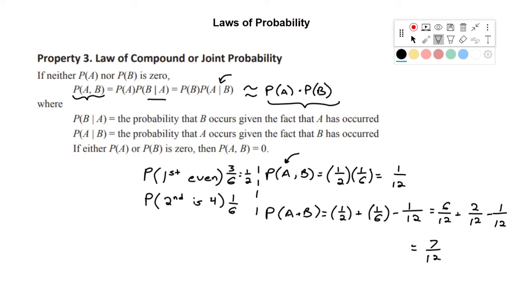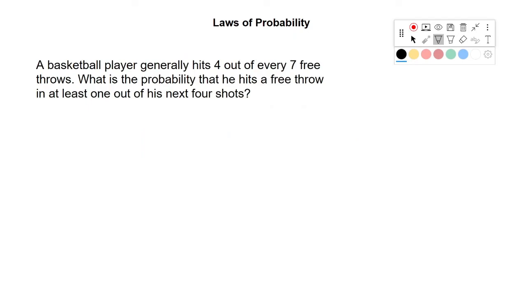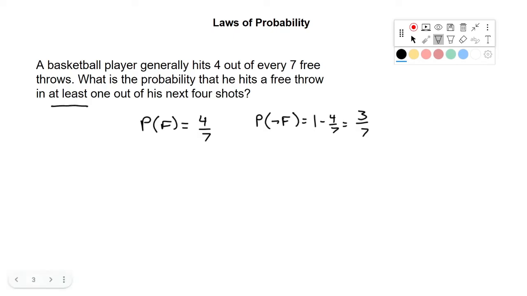So let's take a look at a problem that's kind of typical of what you might see on the FE exam. So we have a basketball player whose probability of hitting a shot, hitting a free throw, we'll say P of F, we'll call that, it's 4 out of 7. And remember from our first rule of probability, the probability of not hitting a free throw then is 1 minus 4 out of 7, so it is 3 out of 7. All right, so now we have the probability of hitting a free throw, probability of not hitting a free throw. And we want to know what is the probability that he hits a free throw in at least 1 out of the next 4 shots.